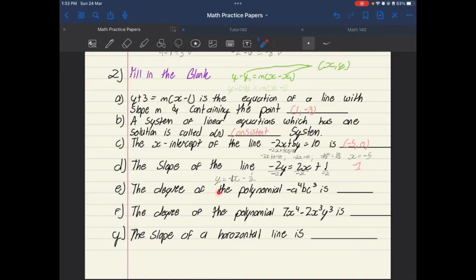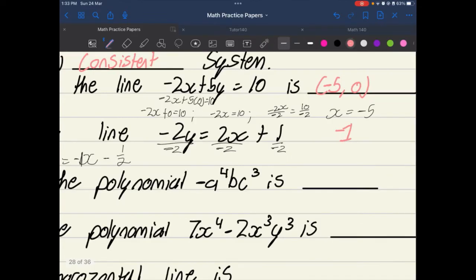The degree of the polynomial is... So to solve this, we'd be adding the exponents in this term. So 4 plus 3 is equal to 7. So the degree of the polynomial negative a to the power 4 b c cubed is 7.